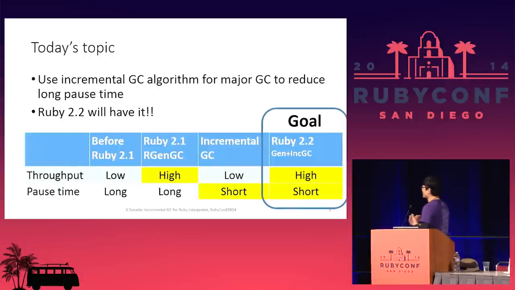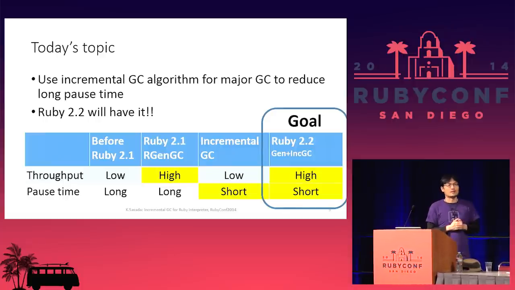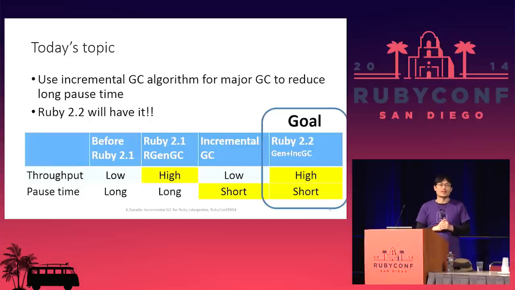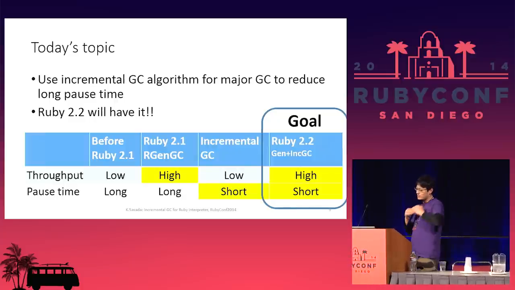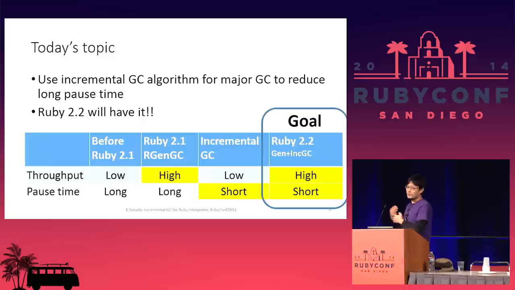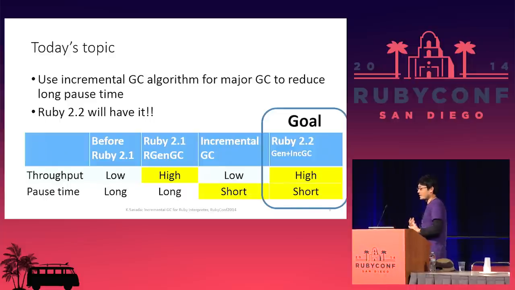So to improve such a long pause time, Ruby 2.2 is using the incremental GC algorithm. Incremental GC is a well-known algorithm to reduce the pause time, but throughput is not so good. Generational garbage collection achieves high performance, but there are some long pauses, and incremental GC achieves short pause time. So our goal is mixing generational garbage collection and incremental garbage collection, so we can achieve high throughput and short pause time.